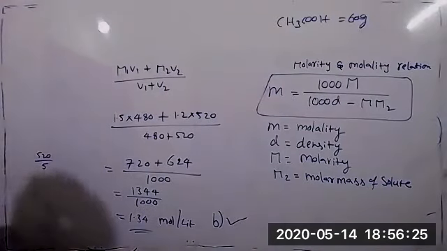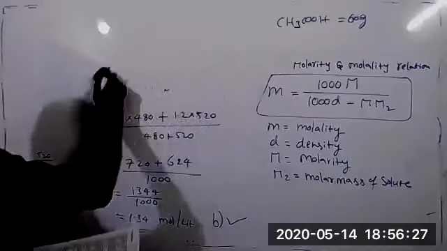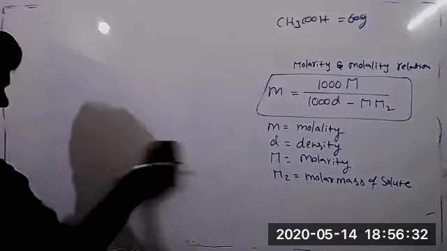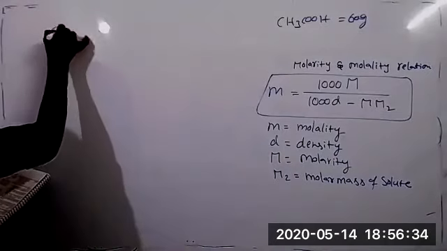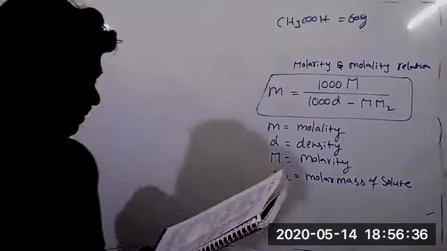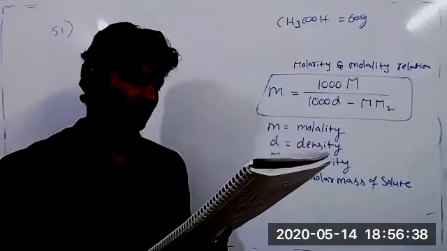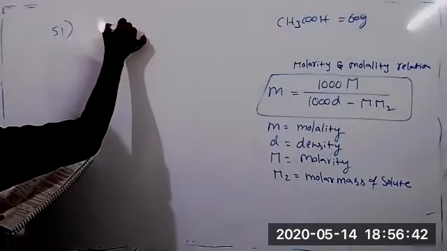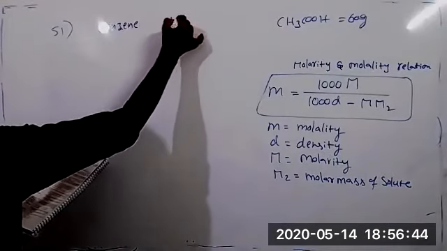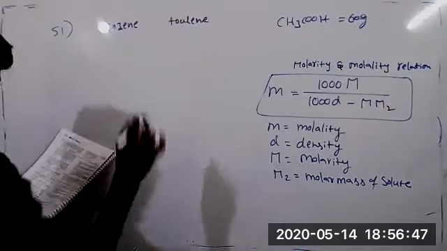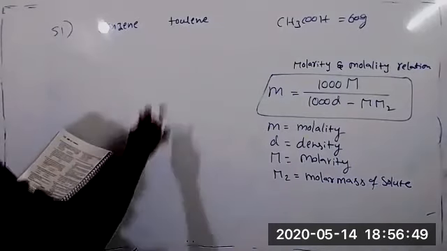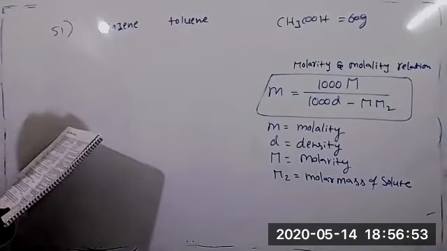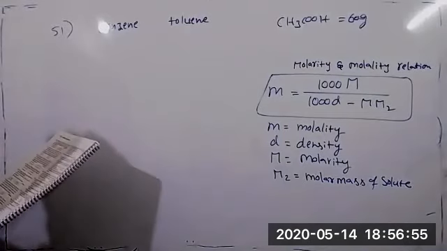Next question 51. Very simple. Benzene and toluene form a nearly ideal solution at 20 degrees centigrade.